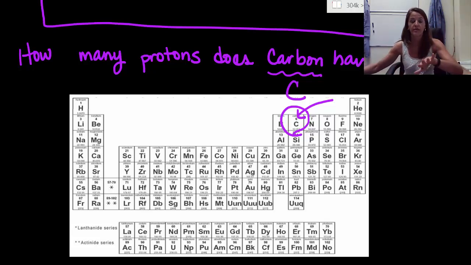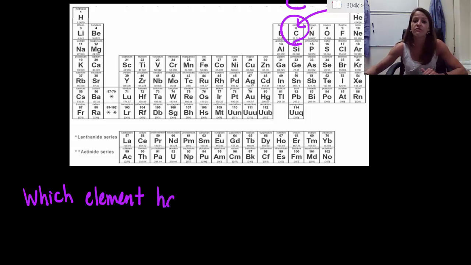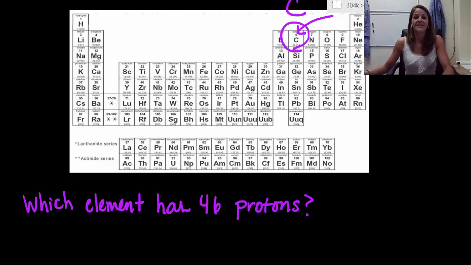So now we're going to try it from the other side. Which element has 46 protons? I'll give you a hint. It's my favorite element. Go. Did we get an answer? Hopefully we did. And so if you didn't, we'll walk through this together.